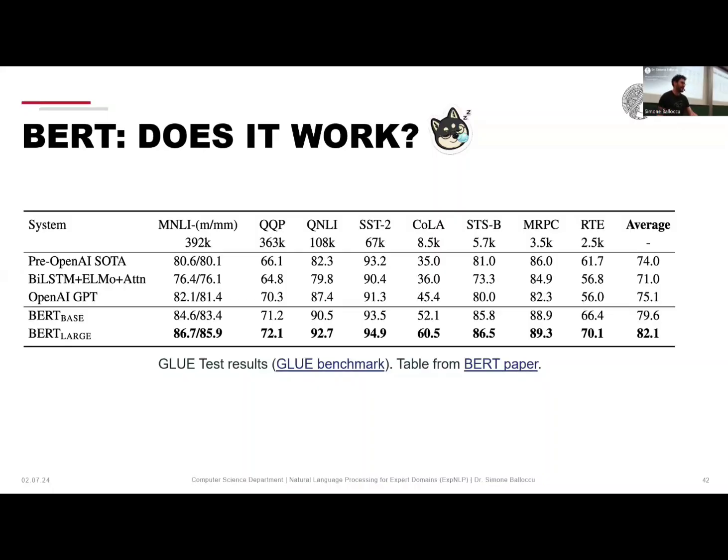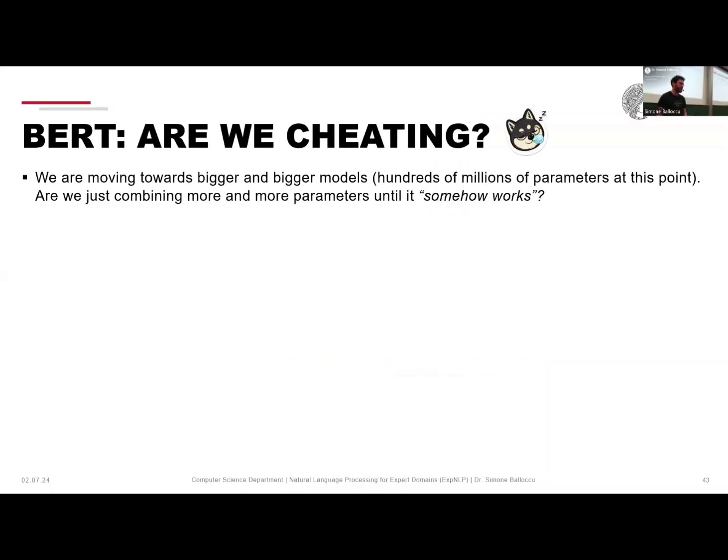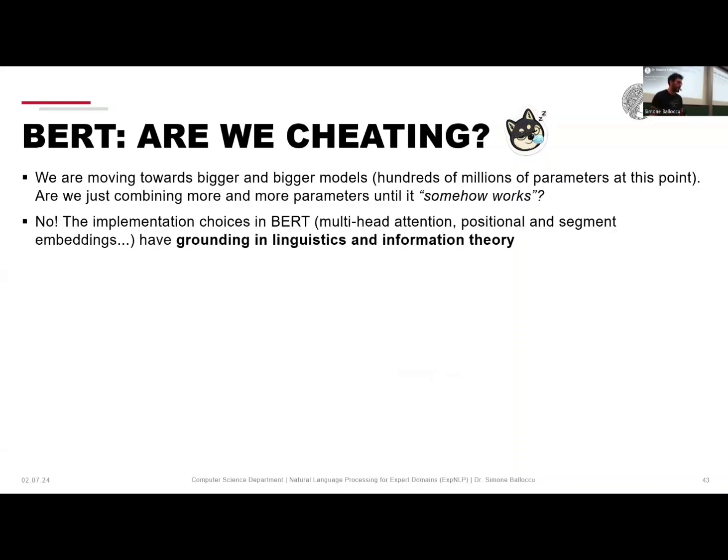But now again, we want to be skeptical and say, of course it works. We're getting bigger and bigger models. We have hundreds of millions of parameters. So of course it works. We're just stacking more and more stuff. Maybe it's a giant overfitting. Maybe it's just modeling everything. But no, I will argue we are not.